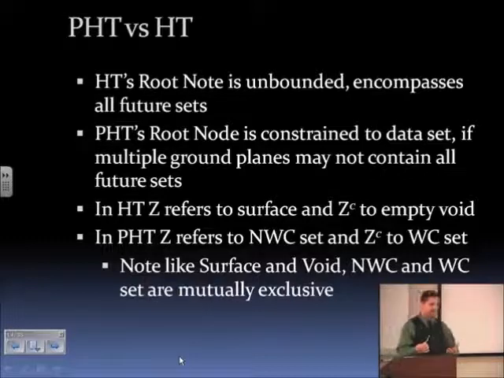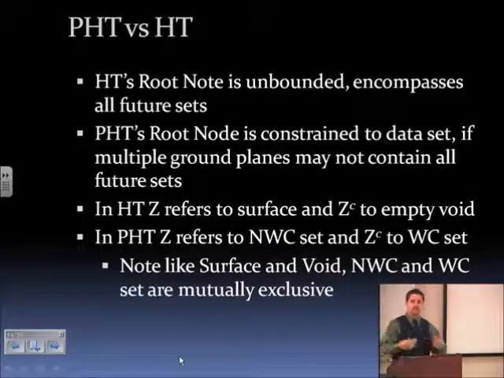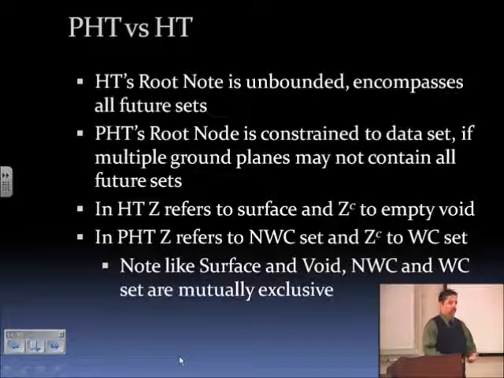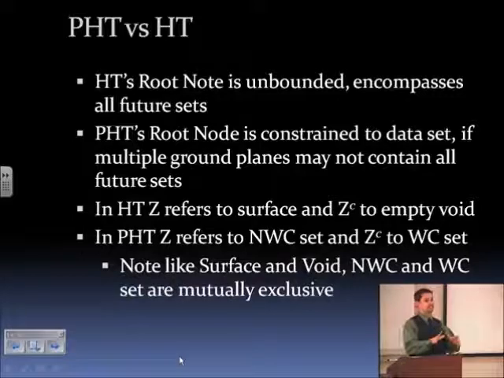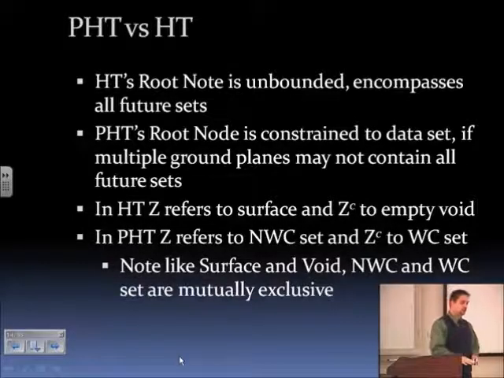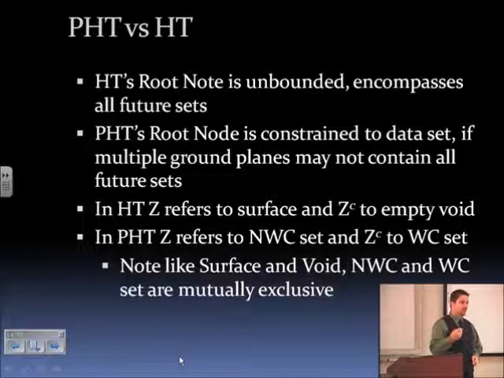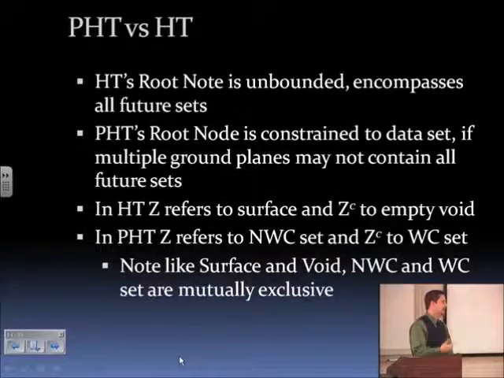There are some differences, and this is why I've dubbed this concept a pseudo-homotopy tree instead of a homotopy tree. In the homotopy tree, the root node is unbounded, and the root node encompasses all connected sets. In the pseudo-homotopy tree, the root node is the lowest non-wall triangle in the entire connected set. If that's at the bottom of a ditch, that connected set doesn't necessarily encompass all other connected sets. And even if the lowest non-wall triangle is the ground and it does encompass all of those connected sets from there on out, it's bounded to the data. So it's not an unbounded thing.